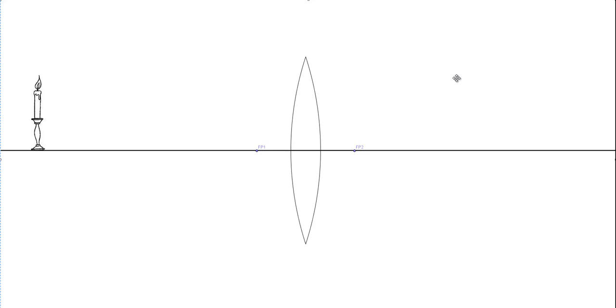Hello everybody. This is a guide on how to start the first part of this lab. The first part of this lab is using a ray diagram to help you find the image created by this lens and this object, which is so far away from the focal point of this lens.